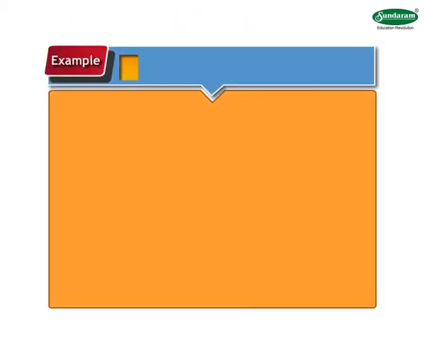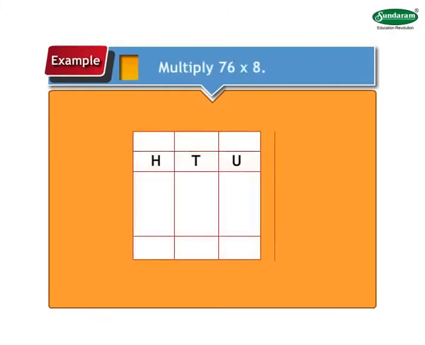Hence, 16 multiplied by 5 is 80. We will now do multiplication of greater numbers. For example, 76 multiplied by 8. 76 is a two-digit number. Here, 6 is in the units place and 7 is in the tens place. First, we have to multiply 6 units by 8.